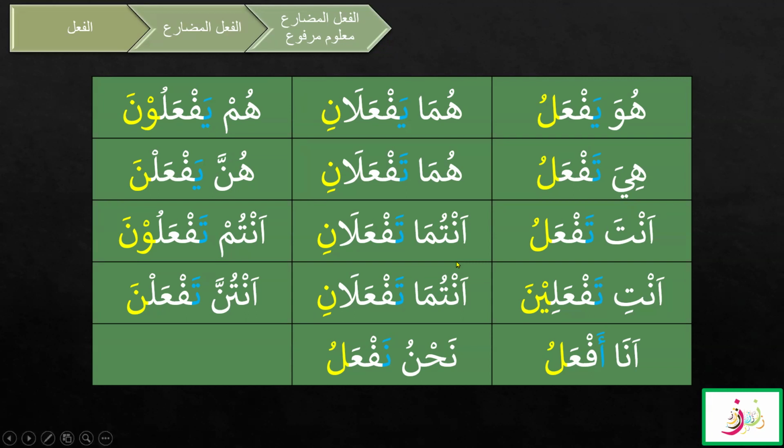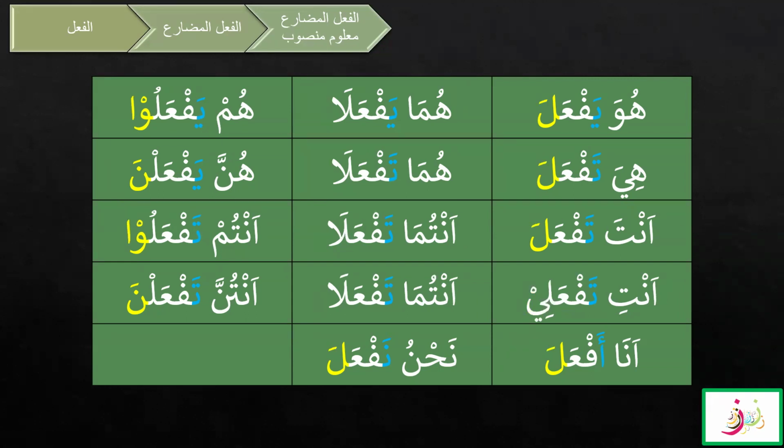And you know what is ma'loom? When the doer is known. And majhul is when we do not know the doer. So here, let's see the fi'l mudari ma'loom mansoob chart. We know that there were three rules for the fi'l mudari mansoob: the dhamma will change into the fatha, the noon is going to be dropped, and the hunna and antunna versions will remain the same.